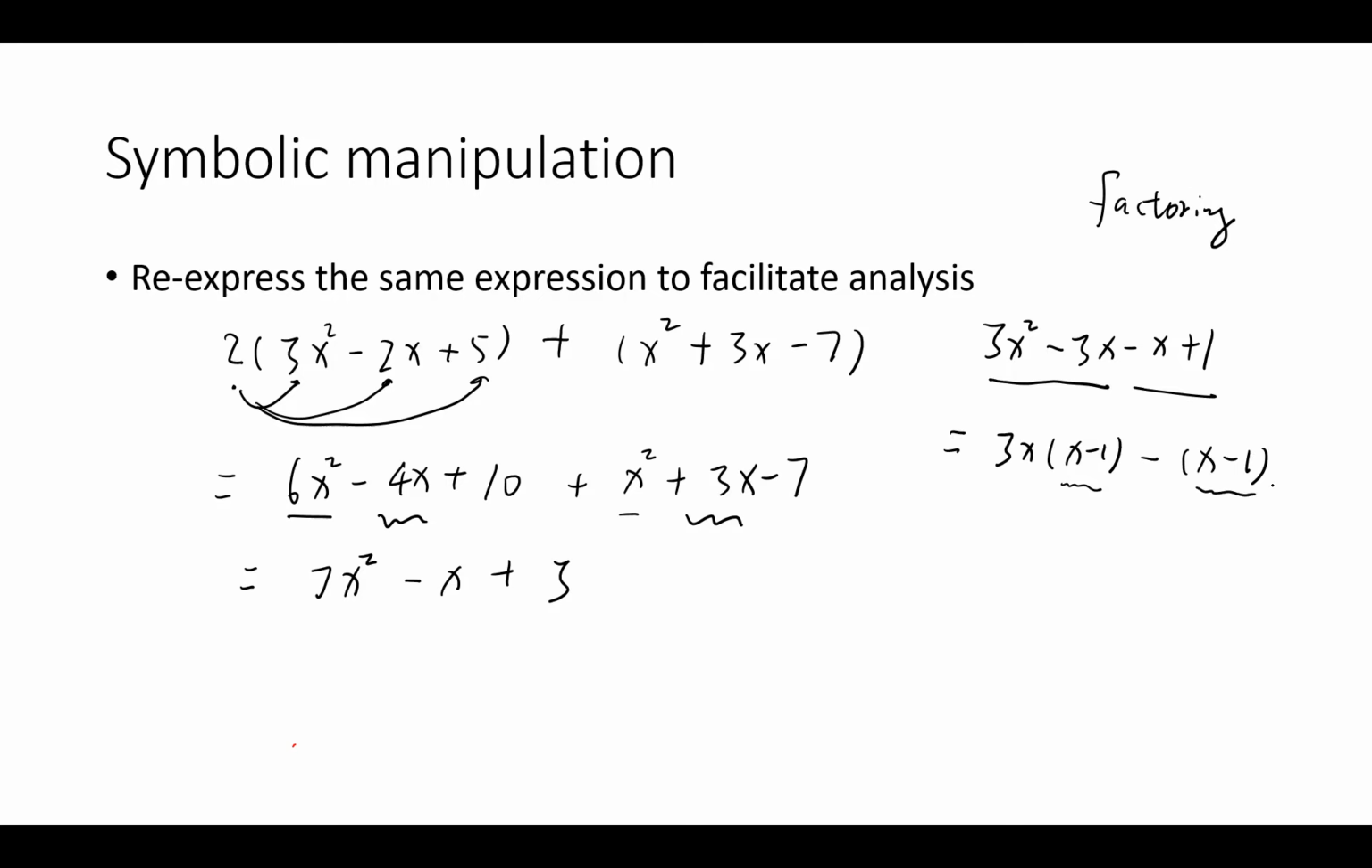So now this actually becomes another common factor. We can continue with (3x minus 1) and (x minus 1), which are multiplied together. This is a very common practice, using symbolic manipulation so that the form is easier for our analysis. Now let's continue.